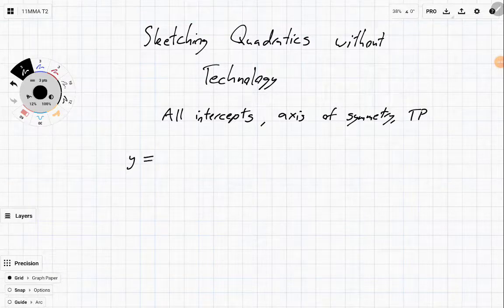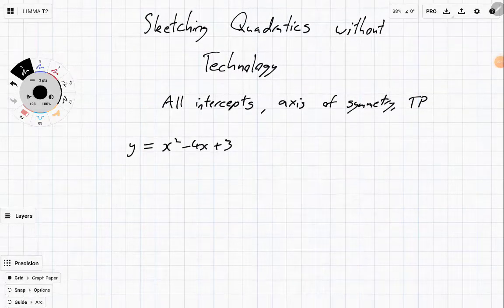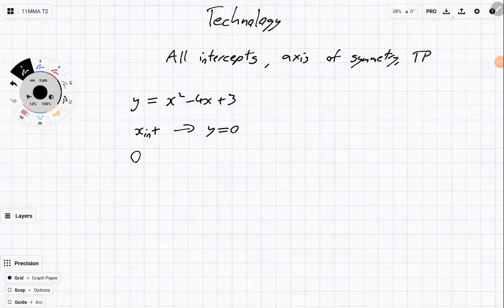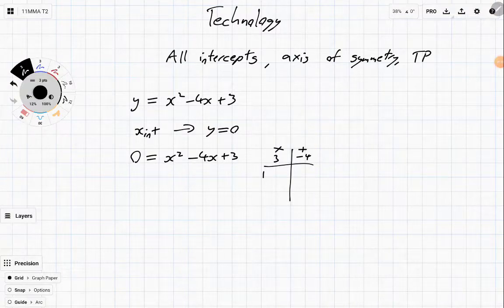So let's start off with a nice straightforward example. Alrighty, so y is equal to x squared minus 4x plus 3. So, step 1, x-intercept is when y is equal to 0. Let's do the tough bit first. So we've got 0 is equal to x squared minus 4x plus 3. Well, hey, let's try factorizing it. T-chart: times to 3, adds to negative 4. So it could be 1 times 3 or minus 1 times minus 3. And hopefully we can all see it's going to be minus 1 and minus 3.